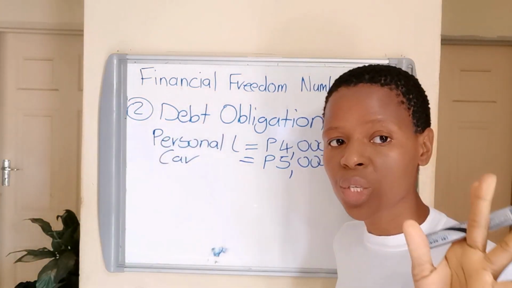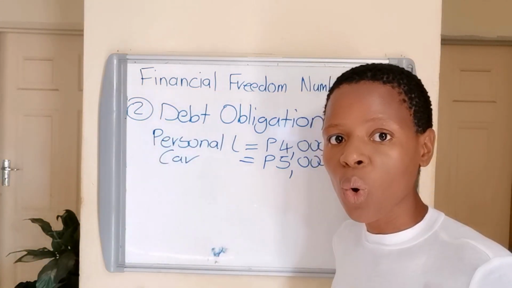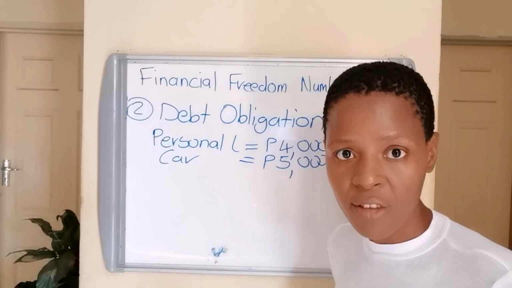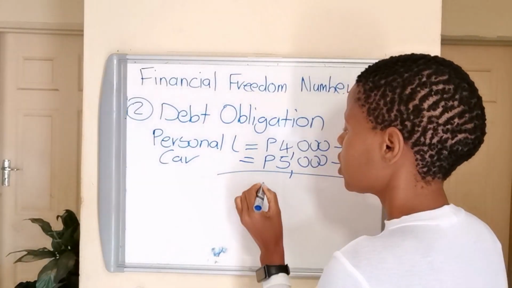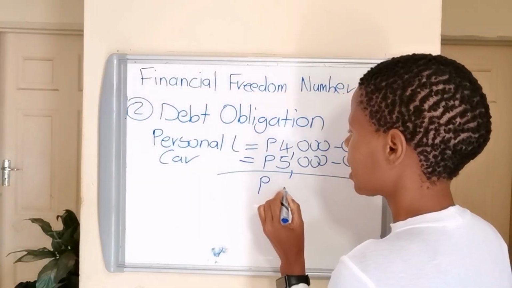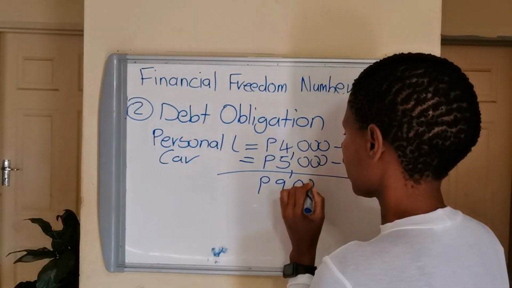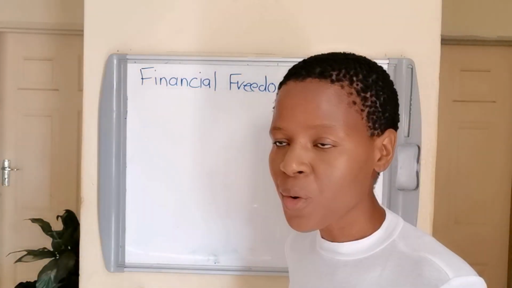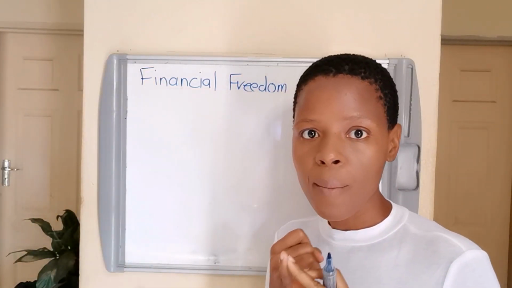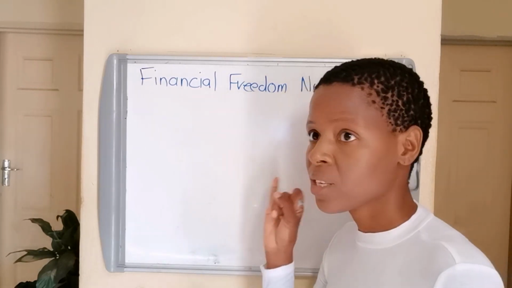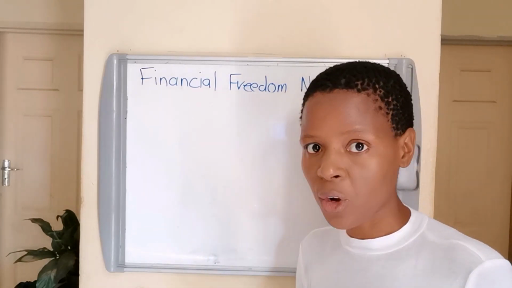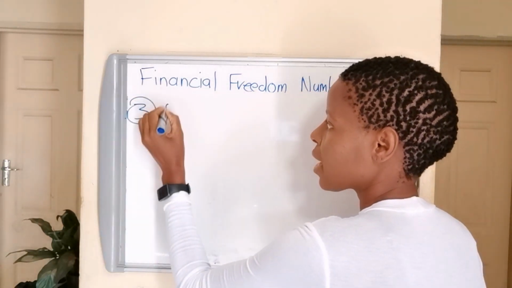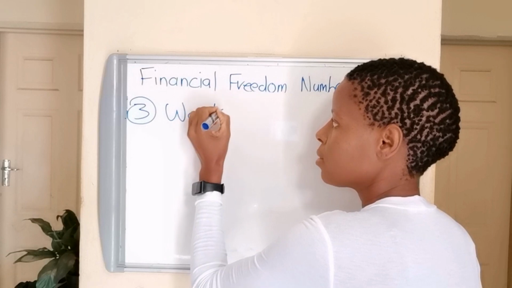So step number two is to list your debt obligations, all your repayments on the loans that you have, and add them together. So here our debt obligation is 9,000. Keep it at the back of your mind, 9,000. Step number three, now that you know your basic living expenses, which is 5,600, and you know your debt obligation, which is 9,000, we go to step number three, where we are going to see our wants.